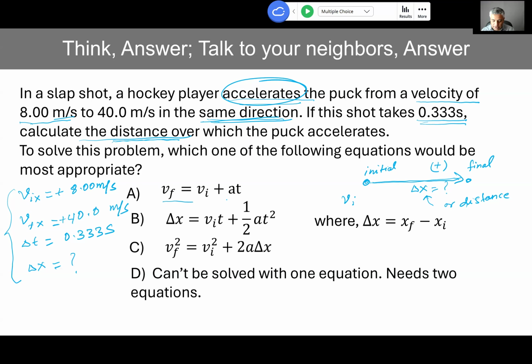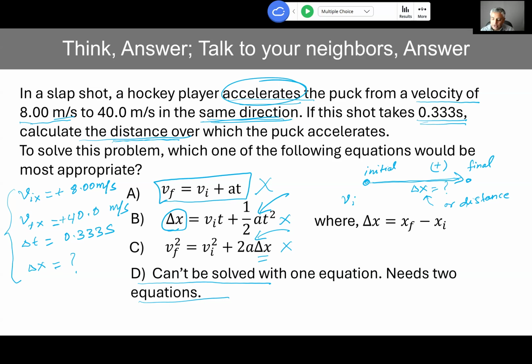So this one does not even have a delta x, so no possibility. This one has a displacement, but it requires acceleration, and we don't know acceleration. So we cannot just use this equation and solve for it. And the same thing goes with this one. Displacement is there, but acceleration we don't know. So we cannot use that one either. So the best answer here is D in this case.